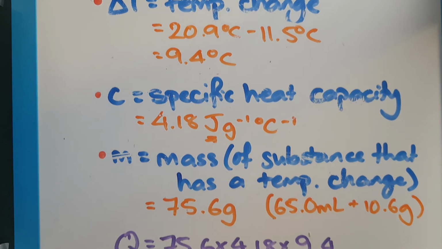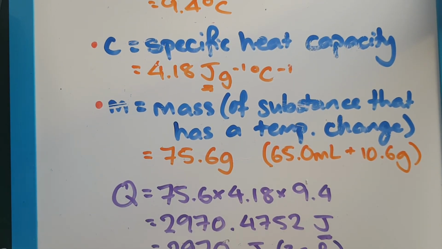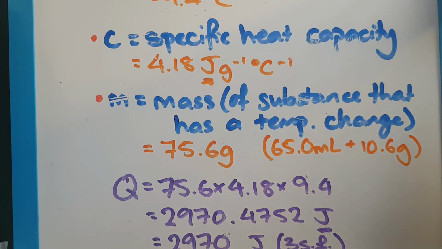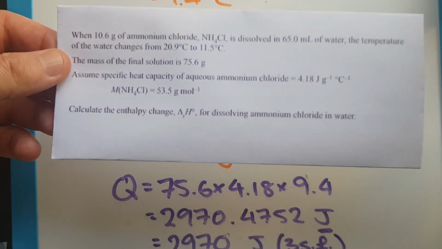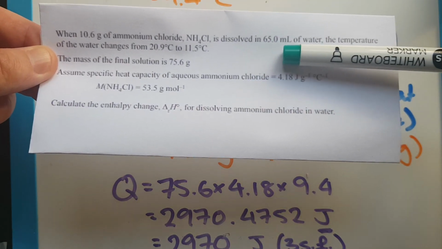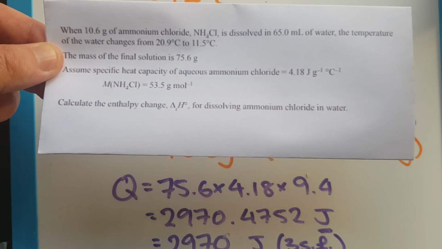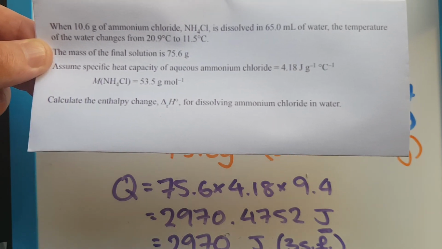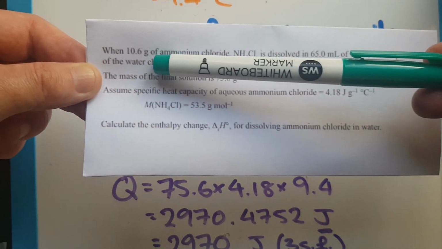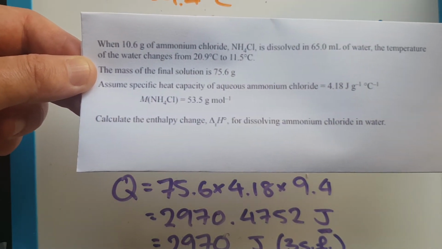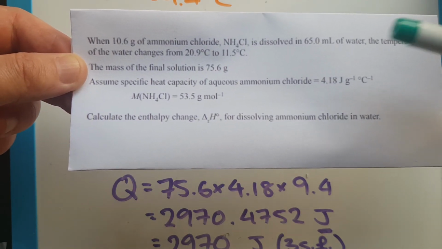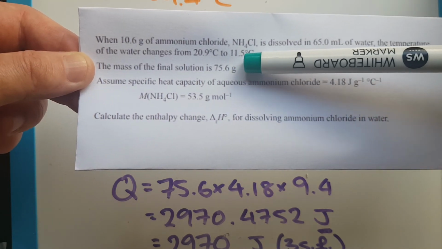Our mass, now this is the hard bit. This is the mass of the substance that is actually changing temperature. And it's the water that's changing temperature. But as soon as you put something else into it, you change the mass that we've got. So we've got 65 mils, which is 65 grams, because water has a density of 1 gram per mil. So 65 grams, but we've put this 10.6 grams of ammonium chloride into it. So actually the total mass of what changes temperature is this 75.6.